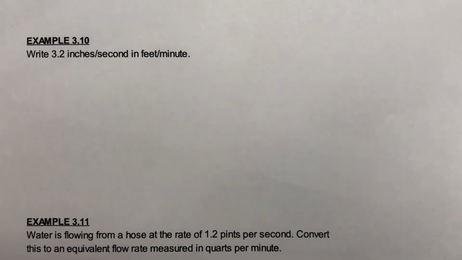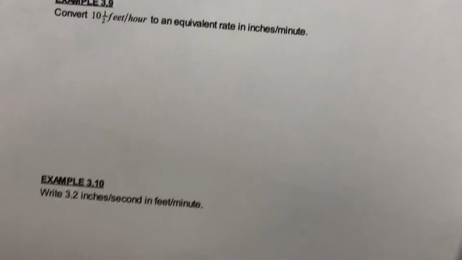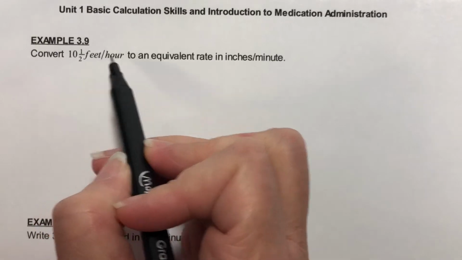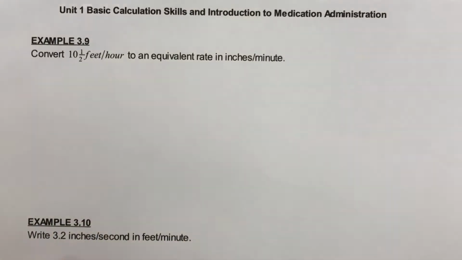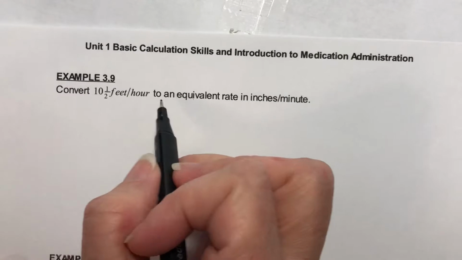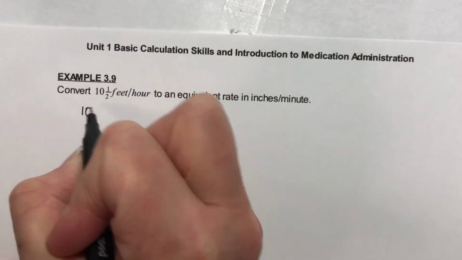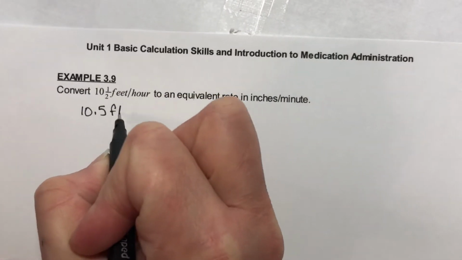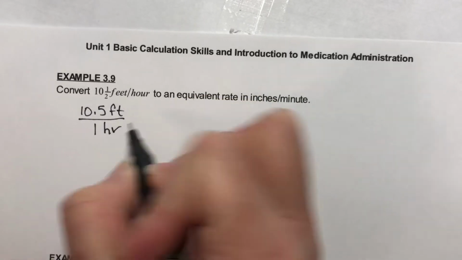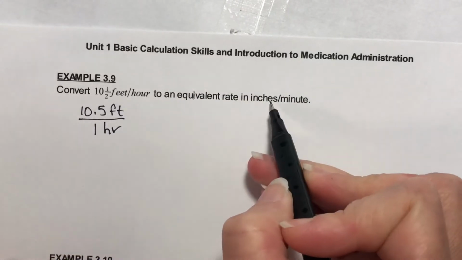This is part 3 of chapter 3. Look at 3.9. We want to convert 10.5 feet per hour to an equivalent rate in inches per minute. Okay, so what we're going to do is I'm going to write 10.5 feet per hour.